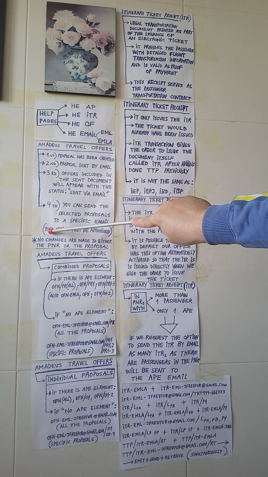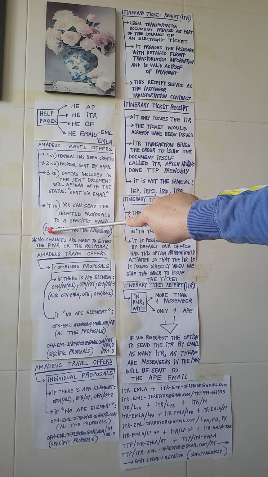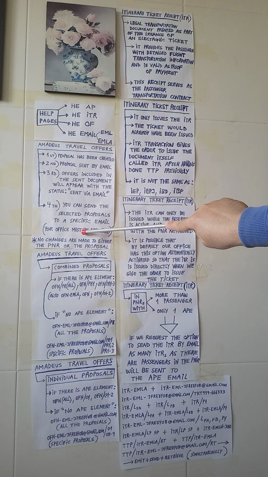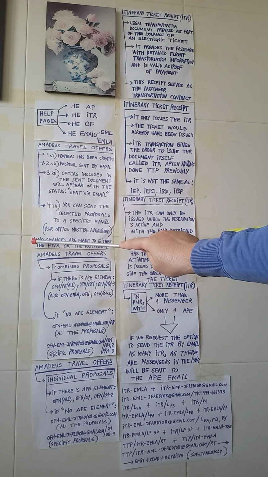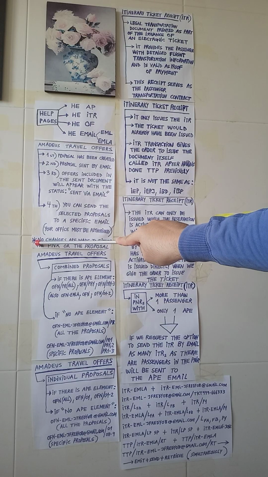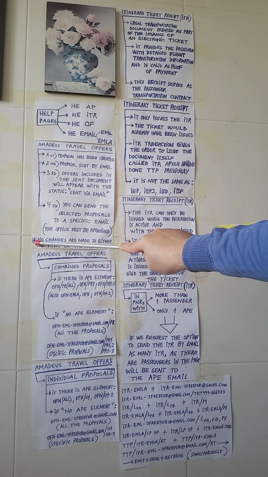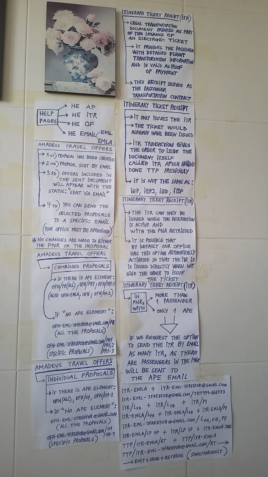This information is important, okay? Your office needs prior authorization from the client to know which email addresses you can send the offers to. This information is important as well, okay? Sending the offers to specific email addresses does not cause any changes to the booking, also called PNR, or to the content of the proposal, okay?